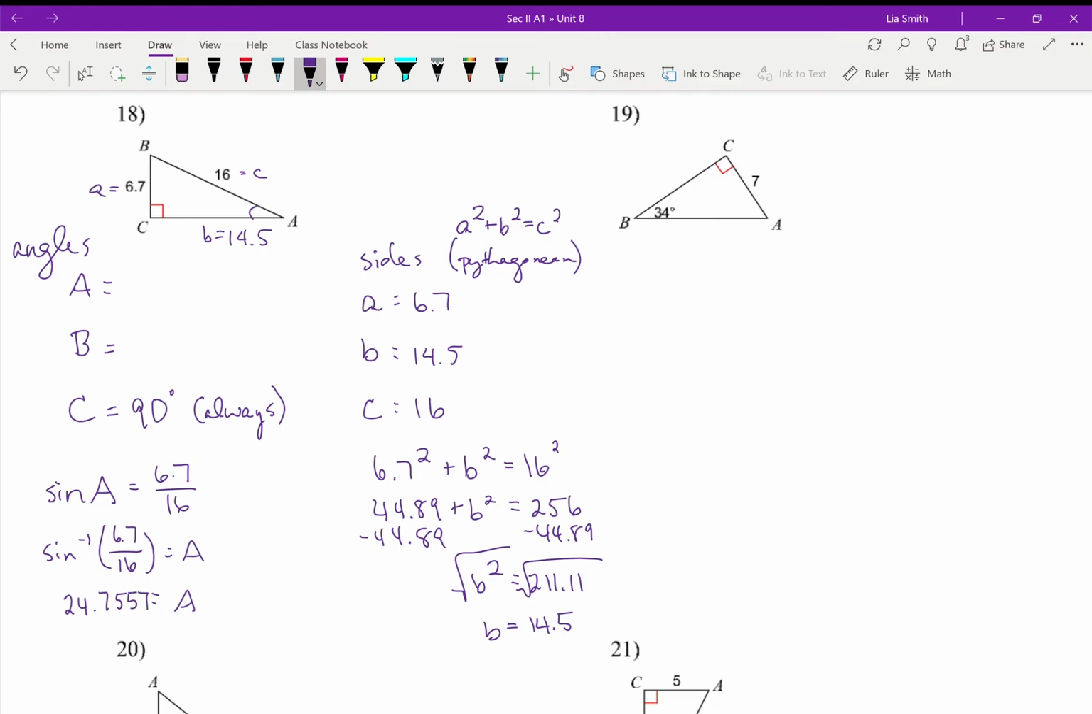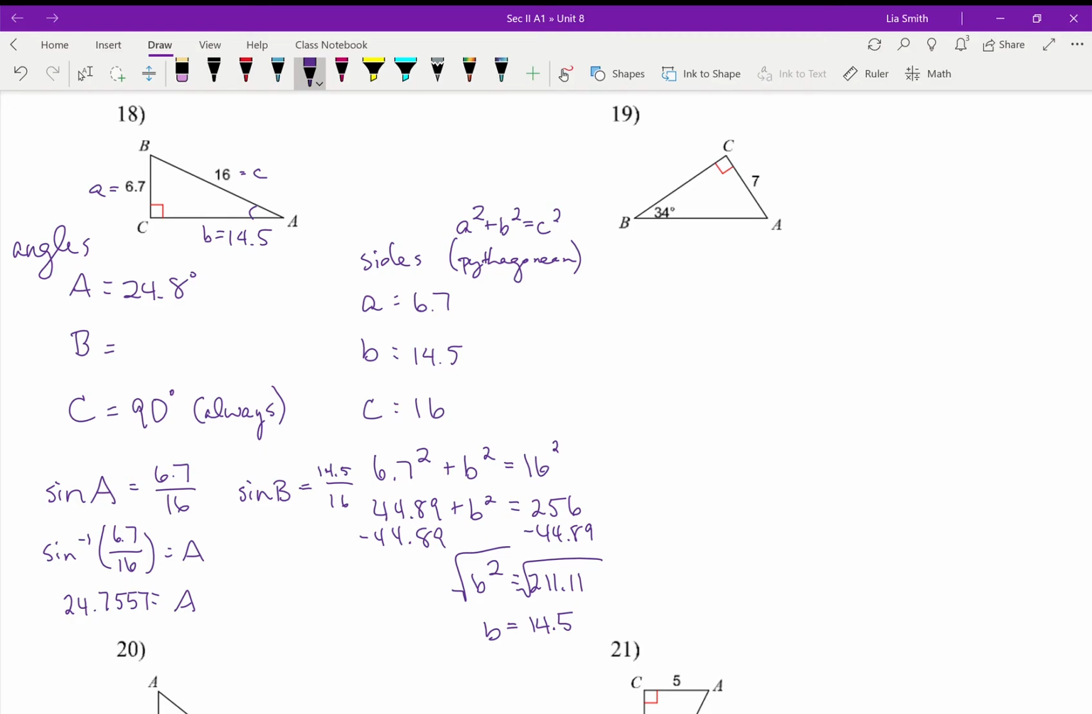It's 24.7557. So if I were to round that, I get that angle A is 24.8 degrees. Now, I could do this exact same thing for angle B. I could do sine of B and then do the opposite of B, which is 14.5, over the hypotenuse, which is 16. Could totally do that.